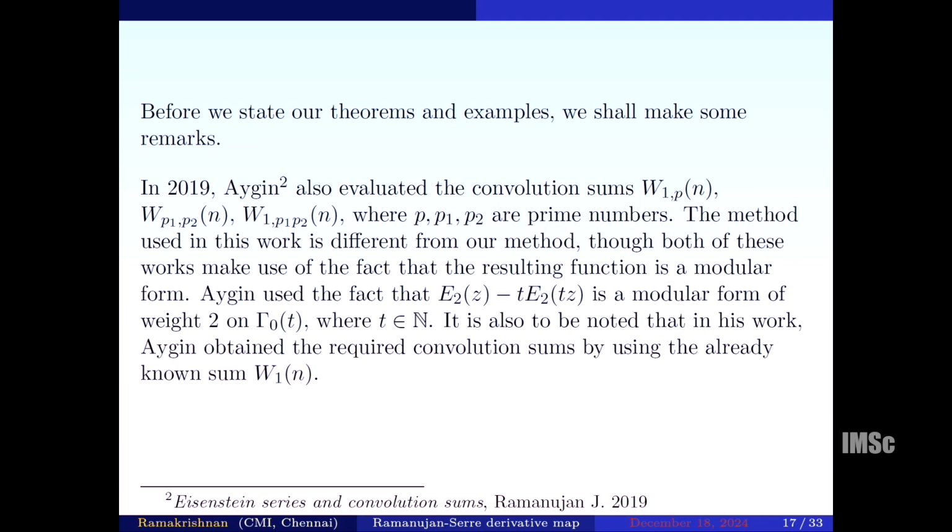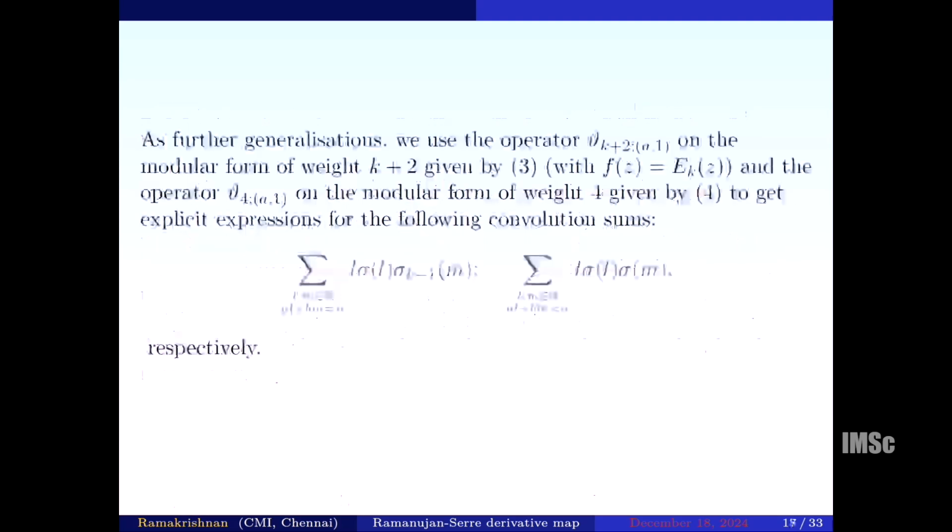The method in this work is different from our method, though both of these works make use of the fact that the resulting function is a modular form. Eigen used the fact that E2(z) minus t E2(tz) is a modular form of weight 2 and level t. It is also noted that in his work, Eigen obtained the required convolution sums by using the already known W1n, but in our case, I think we don't need to use this previously known W1n. That is the only difference.